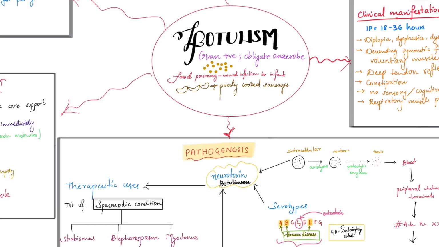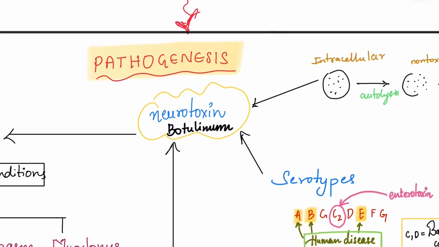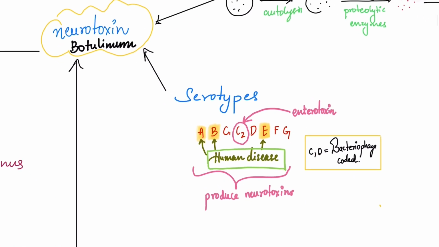Let's talk about its pathogenesis. So, Clostridium botulinum is non-invasive. Its pathogenesis is due to the production of powerful neurotoxin, that is botulinum toxin, probably the most toxic substance known to be lethal to mankind. Serotypes are, there are 8 serotypes: A, B, C1, C2, D, E, F, and G.